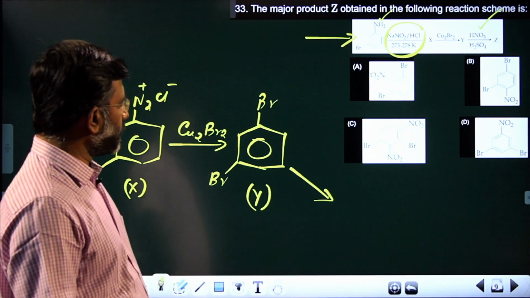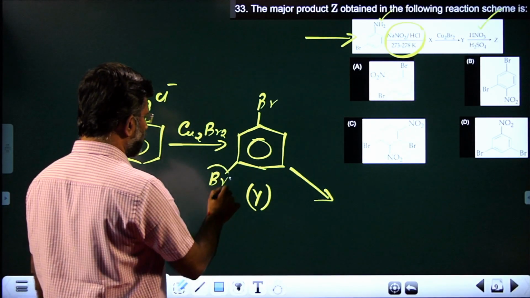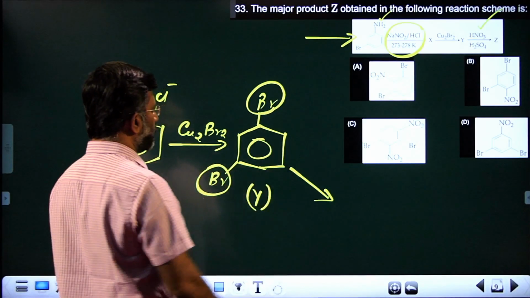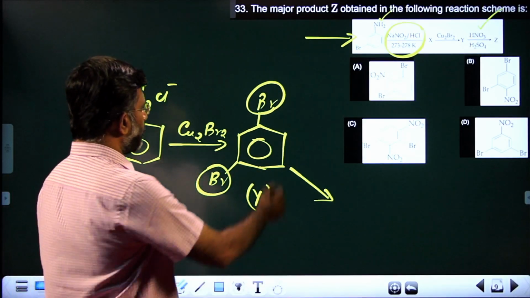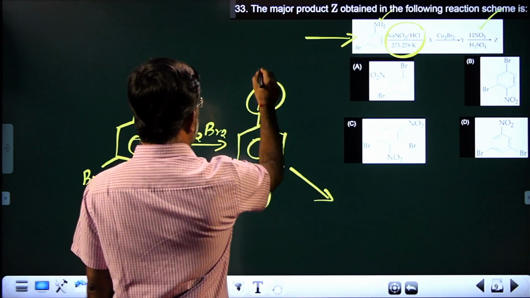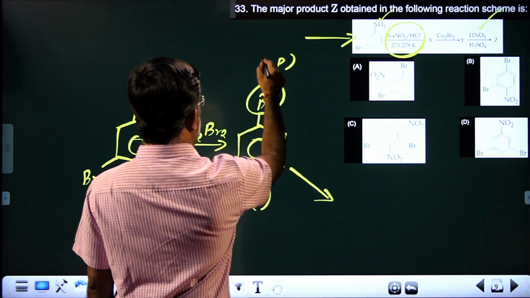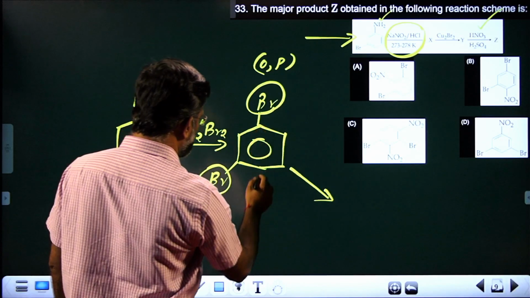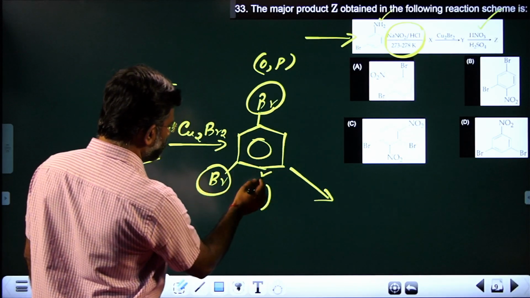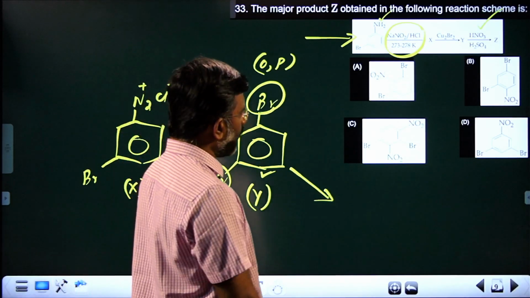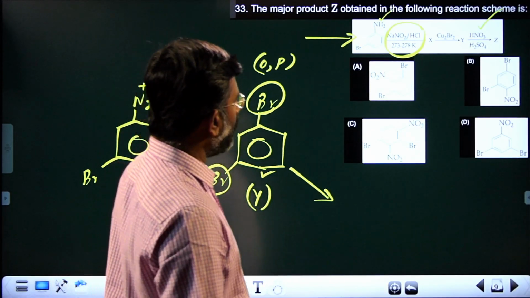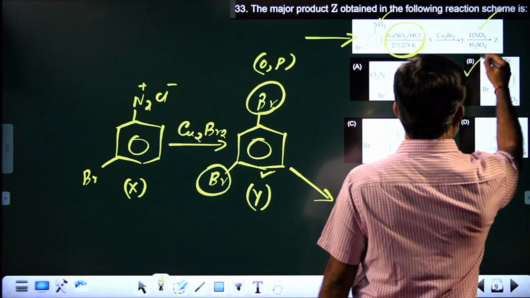When there is nitration, all of you know, this is halogen. Halogens are deactivating groups, but ortho-para directing groups. Both of them are ortho-para directing. So, para position of this one, ortho position of this one. So, at this position, you will get the nitro product, and the correct answer is option B.